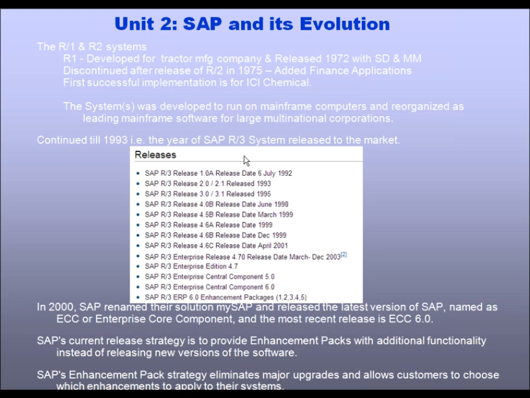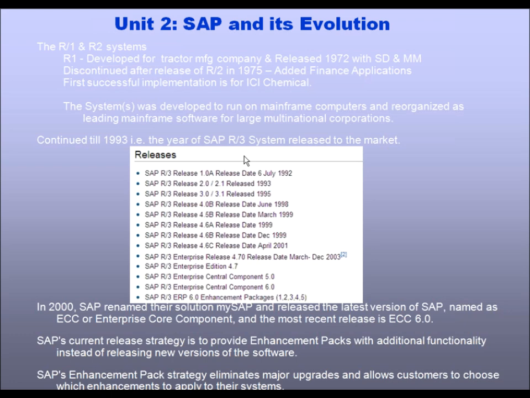Okay, so let's try to understand what SAP is and its evolution. I should have given you the definition, or the full form of SAP. SAP stands for Systems, Applications and Products in Data Processing. In the next half an hour, we will try to understand what those systems are, what applications SAP uses, and what products are available from SAP.